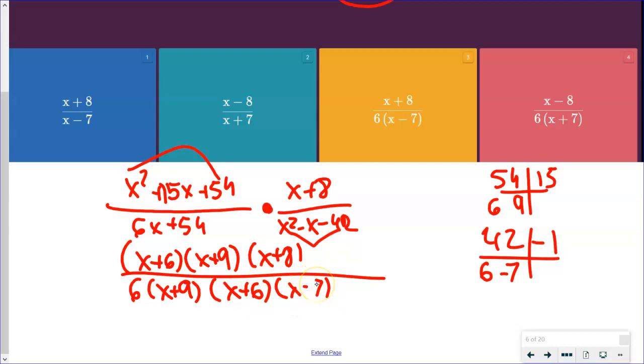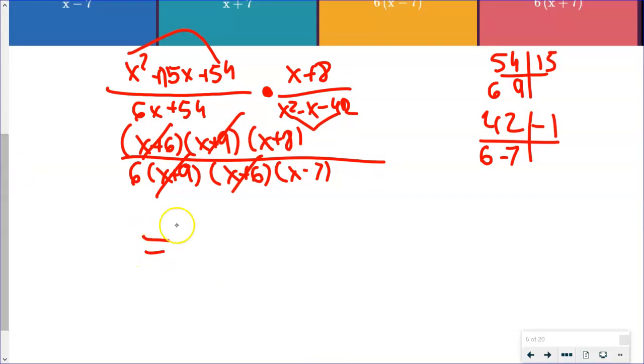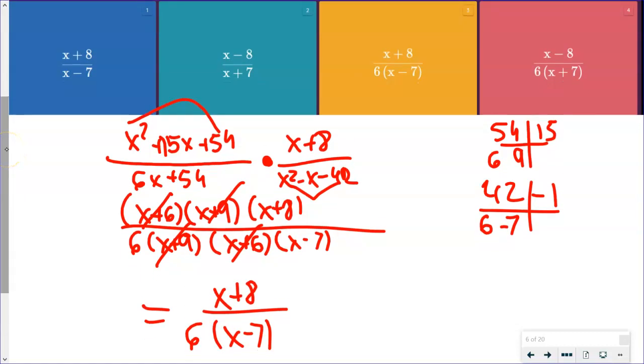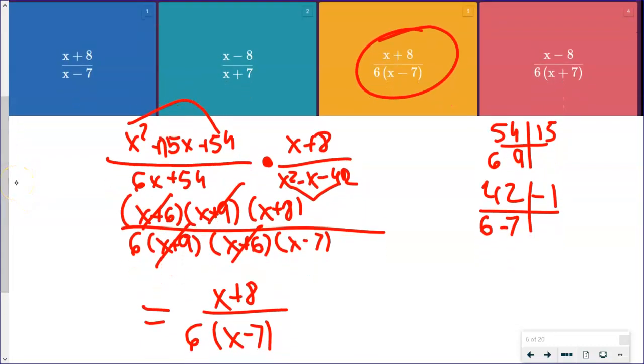Okay? And now, of course, we're going to cancel things that are alike. So 1 on top, 1 on the bottom if we have 1. x plus 6, x plus 6, x plus 9, x plus 9. Okay, so what do we have left at this point? On the top, I got x plus 8. And on the bottom, I got 6 times x minus 7. Okay? So, what answer is that? It is answer 3 for this one. Okay? x plus 8 and 6 times x minus 7.